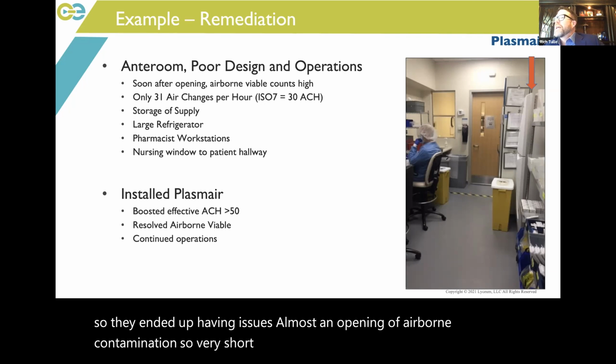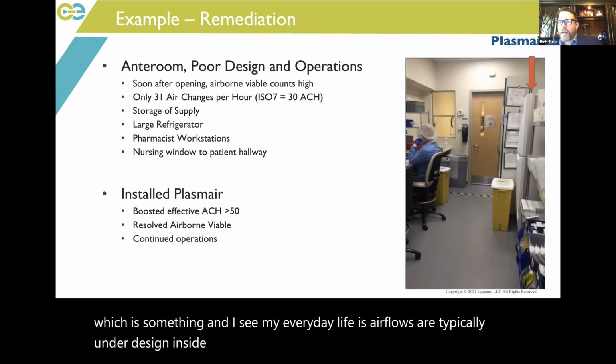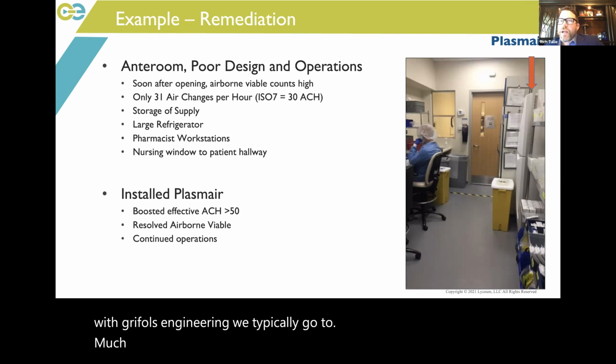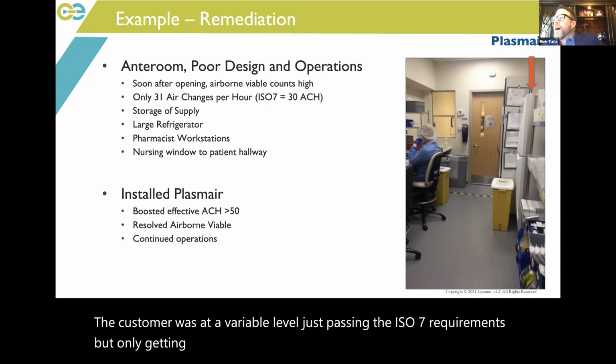So the air changes per hour, which is something I see in my everyday life, are typically under-designed airflows inside clean rooms for IV compounding. With Grifols engineering, we typically go to a much higher level. But in this situation, the customer was at a very low level, just passing the ISO 7 requirements, but only getting 30 air changes per hour.